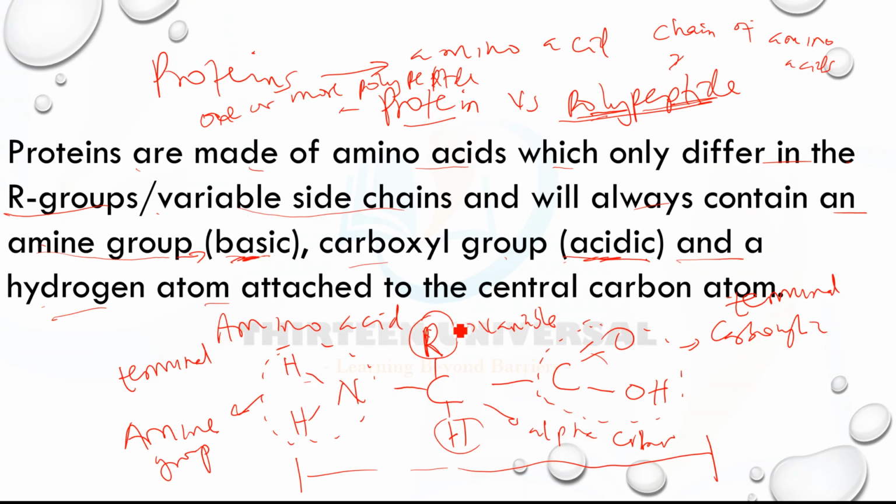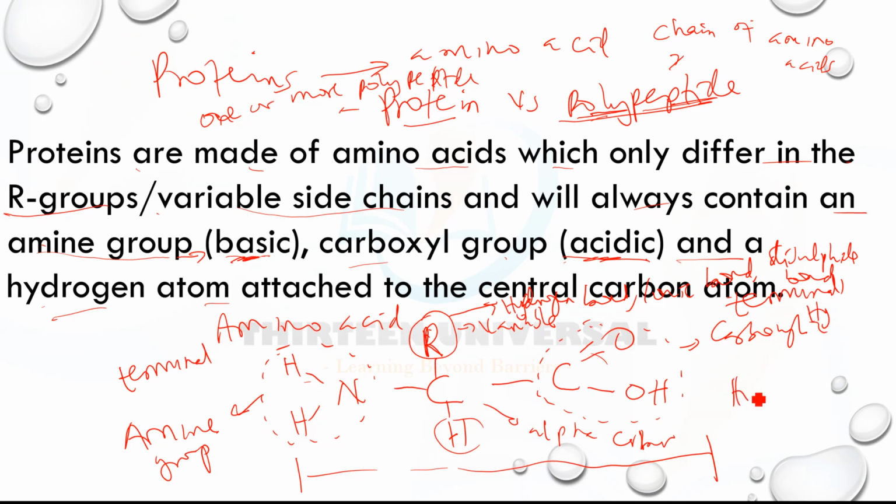But you see, the R group is what makes them different. So the R group helps to form bonds between amino acids. We're going to discuss that later. The R groups of adjacent amino acids form bonds like hydrogen bonds, ionic bonds, disulfide bonds, and then hydrophobic interactions.